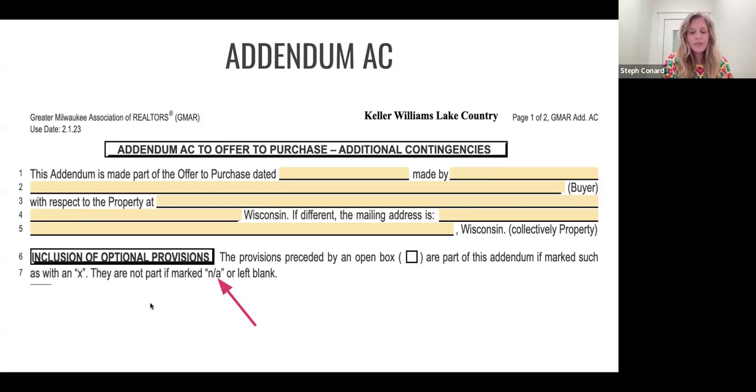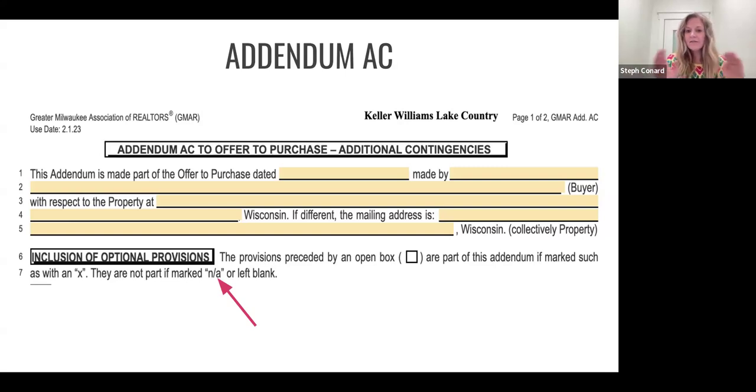I always like to point this out. So this line is in all of our addendums, but it again states the provisions preceded by an open box are part of this addendum if marked such as with an X. They are not part if marked NA or left blank. I just always like to use this opportunity to remind you guys that it's best practice to include the NA if you're not going to be using the provision.